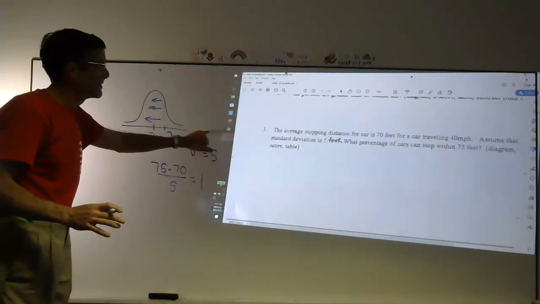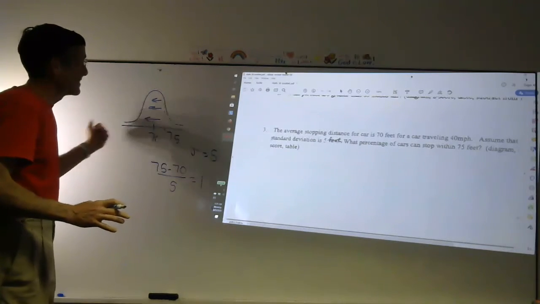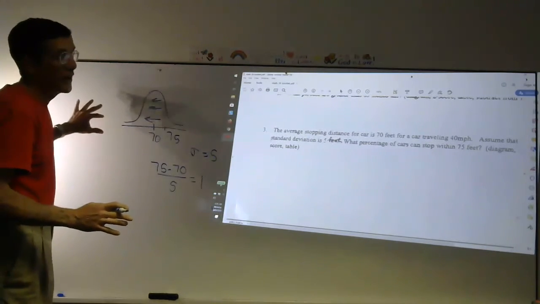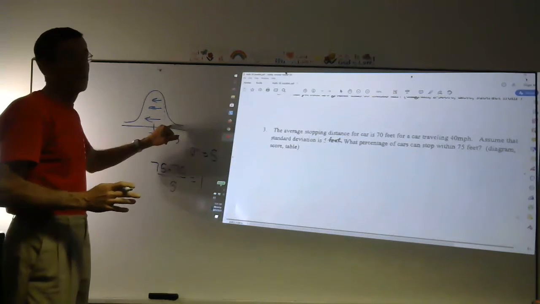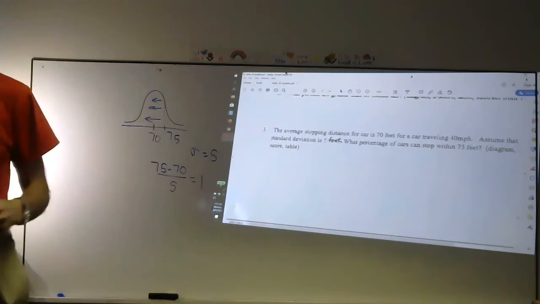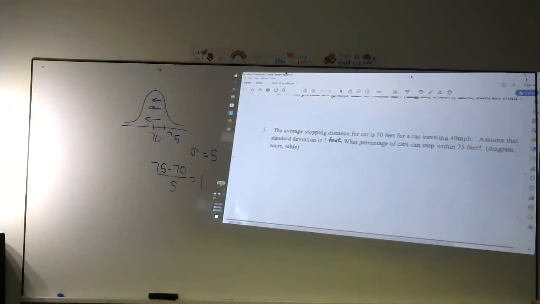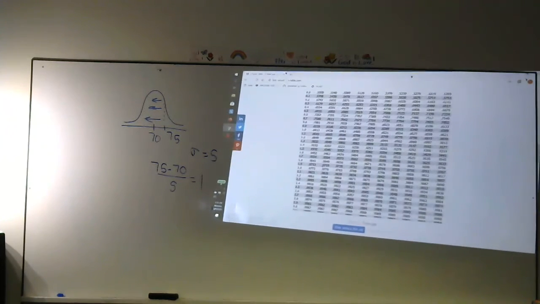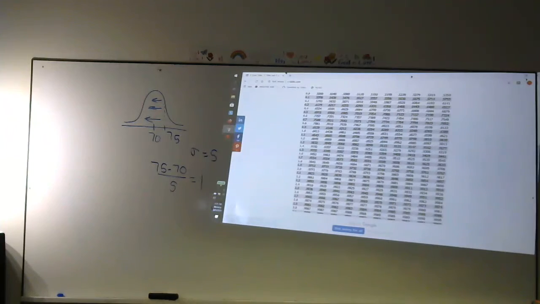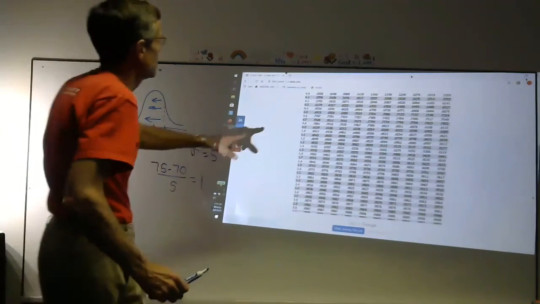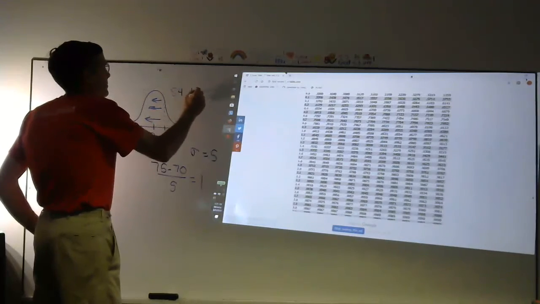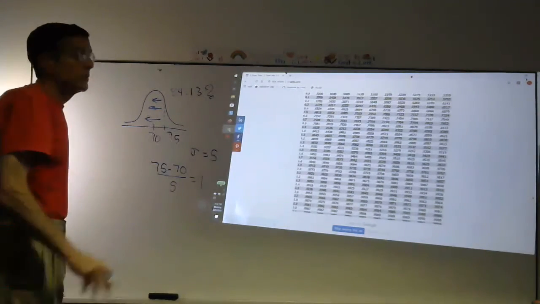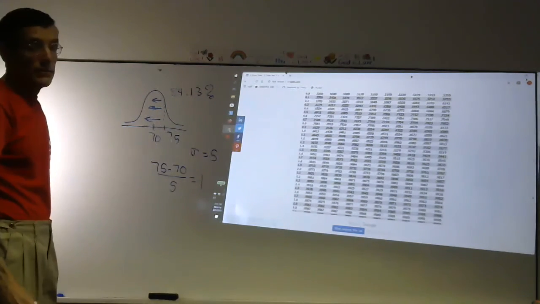15.87 would be bigger than 75 or less than 65. We want from 75 the whole way down, okay? So you can look it up, or you could just subtract 15.87 from 1 to get that side. Let's look it up just to keep everybody on the straight and narrow here. We want a positive 1, and a positive 1 is right there: 84.13% can stop within 75 feet.